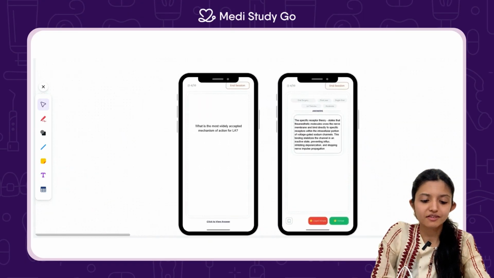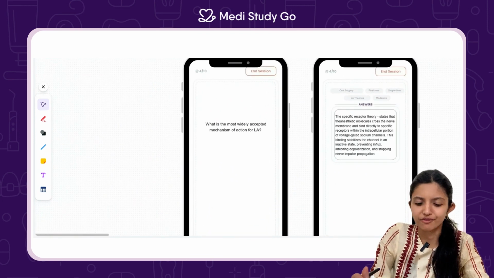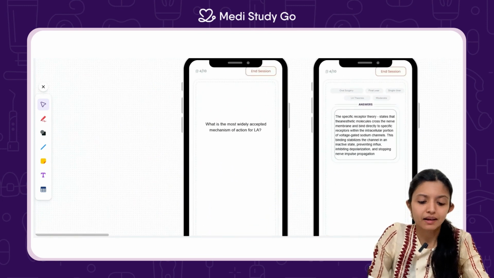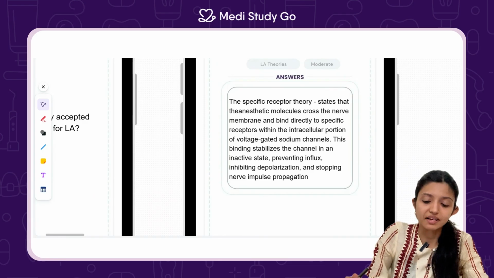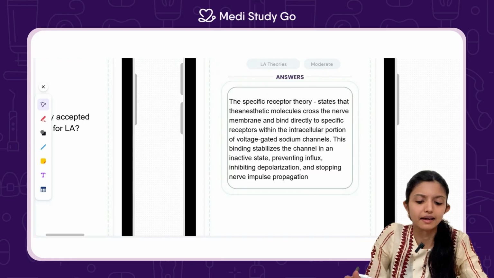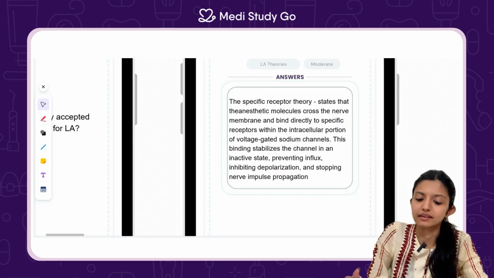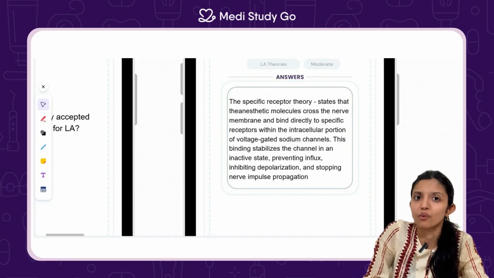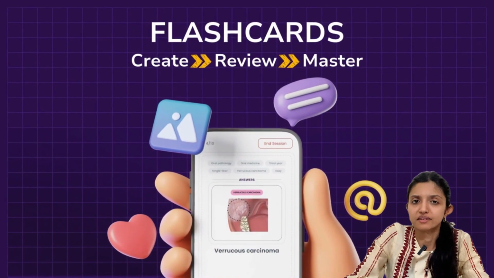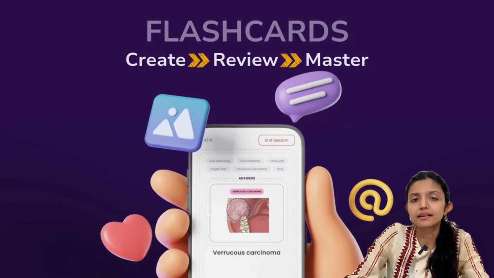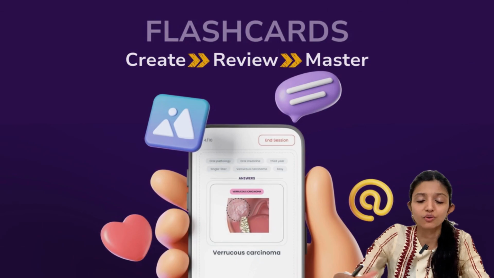Now let me just show you a quick feature of our app, which is the flashcard. What is the most widely accepted mechanism of LA? The specific receptor theory is the most acceptable, which states that the anesthetic molecules cross the nerve membrane and bind directly to specific receptors within the intracellular portion of the voltage-gated sodium channels. So we have come up with this flashcards concept so that you can easily remember the key concepts and you do not have to refer back to your textbooks again and again.